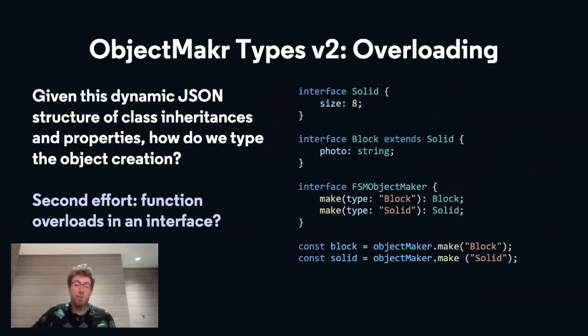In a V2 of this, I used a really nifty TypeScript feature called function overloading, which allows you to define different inputs and outputs for the same function in limited ways. Here we say that if the type is known to be the block string, we return the block interface. If it's solid, return a solid. Which meant we were still putting a little bit of extra effort into the implementation of writing out the interfaces, but we were slightly more intelligent when calling make.